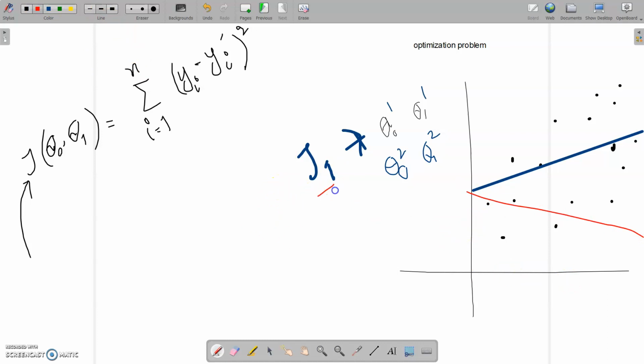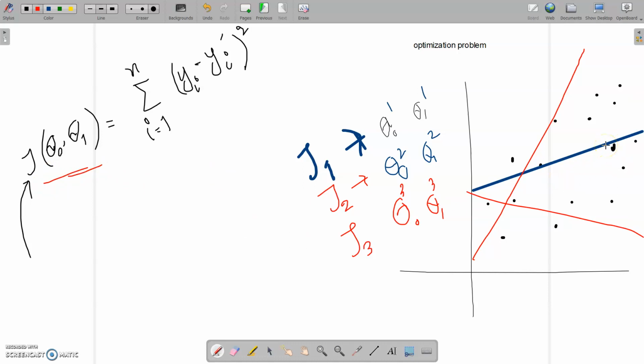J2 has increased, so that means the way you changed the theta was not appropriate. So you update your theta 0 and theta 1 again. For the third iteration you calculate, and as you can see, now the J value has decreased a little bit. So you have to change your theta again and again to find a proper value that will give you the minimum error.